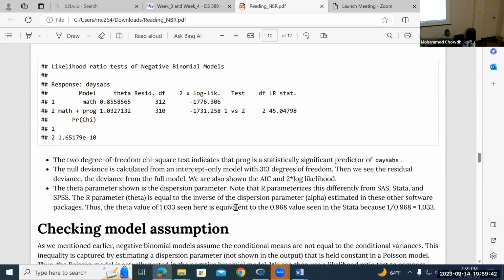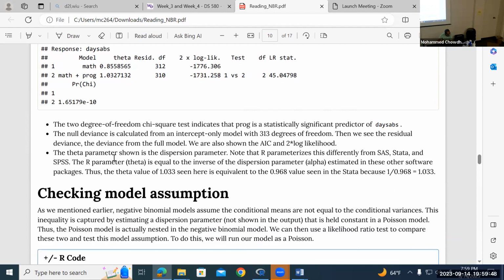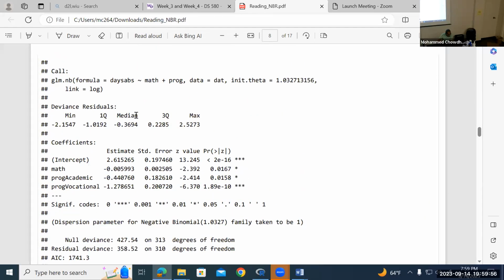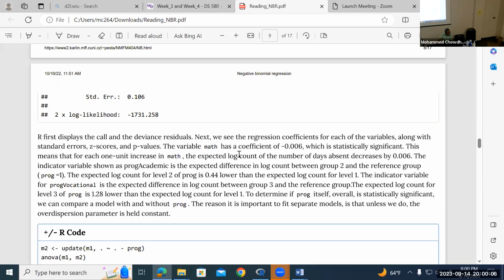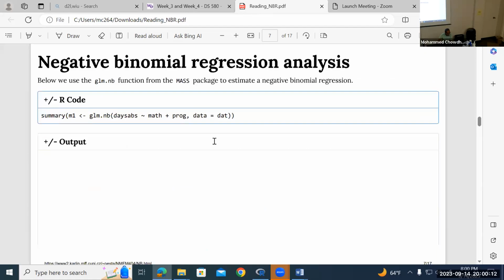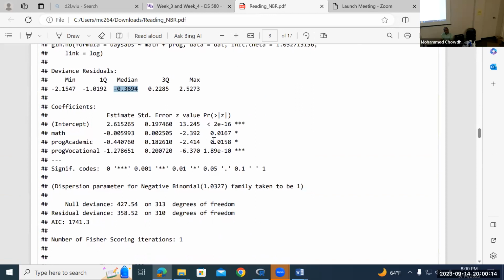Whether the program is significant or not for these 3 categories. The theta parameter is shown as the dispersion parameter. Again, you have to make decisions from this median. If the median equals 0, then what? Can anyone tell me from last class? The assumption is satisfied, right? What assumption is satisfied? Could someone open that one? If the median equals 0, then what will happen?